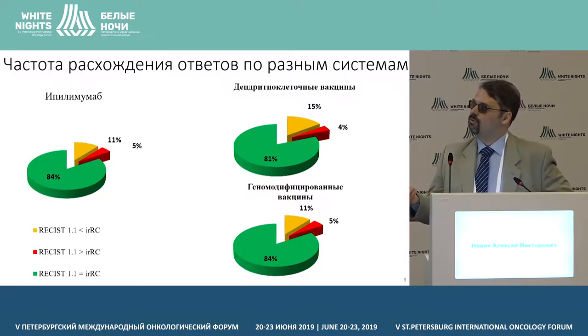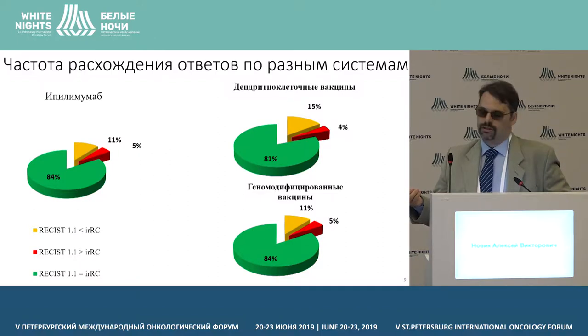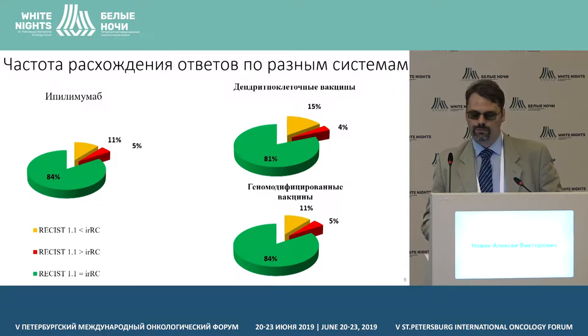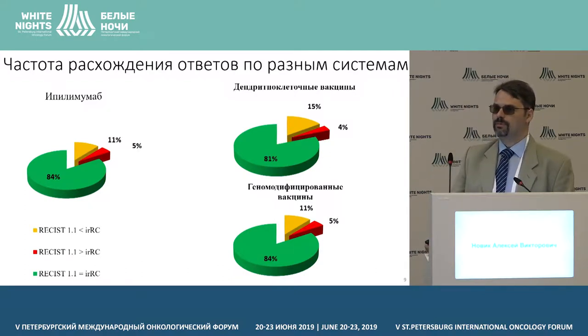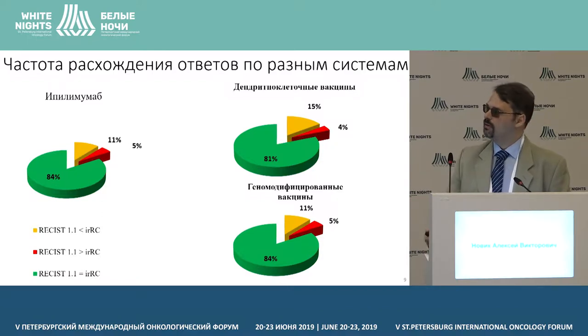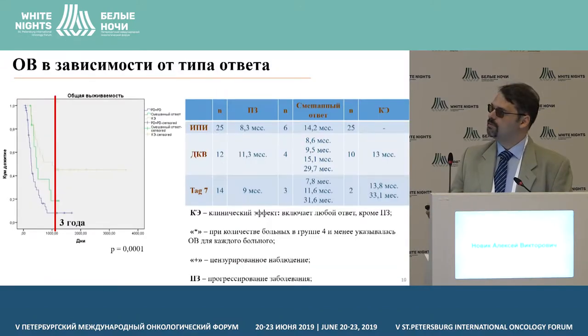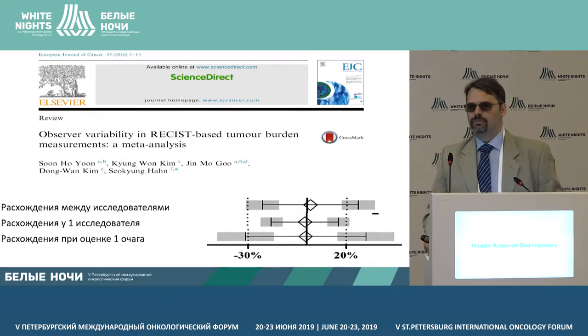Comparing the RECIST system and the WHO system, for ipilimumab the discrepancy was as significant as 11%. For various vaccines, we see a similar pattern, with discrepancies of about 10-15%. But these patients, nonetheless, are somewhere in the middle in terms of survival, in between clinically stable and progressing patients, and the difference is statistically significant.